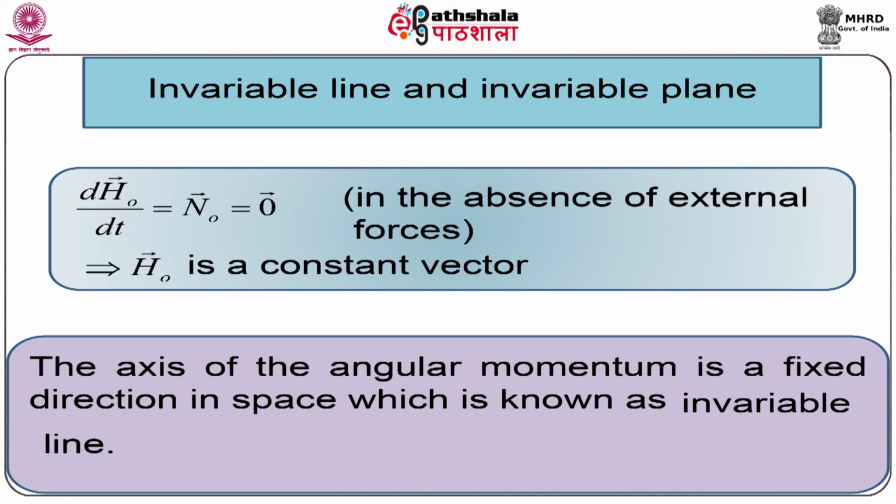Now, let us define invariable line and invariable plane. Using the torque equation of motion of a rigid body about the fixed point O, we have d dt of capital HO vector equal to capital NO vector, which is 0 vector. HO vector is a constant vector. From this we can conclude it.